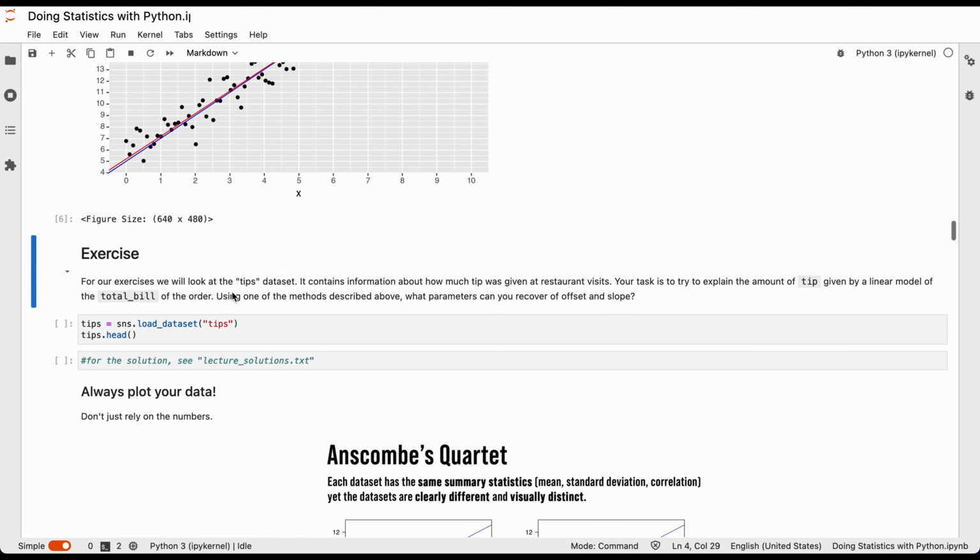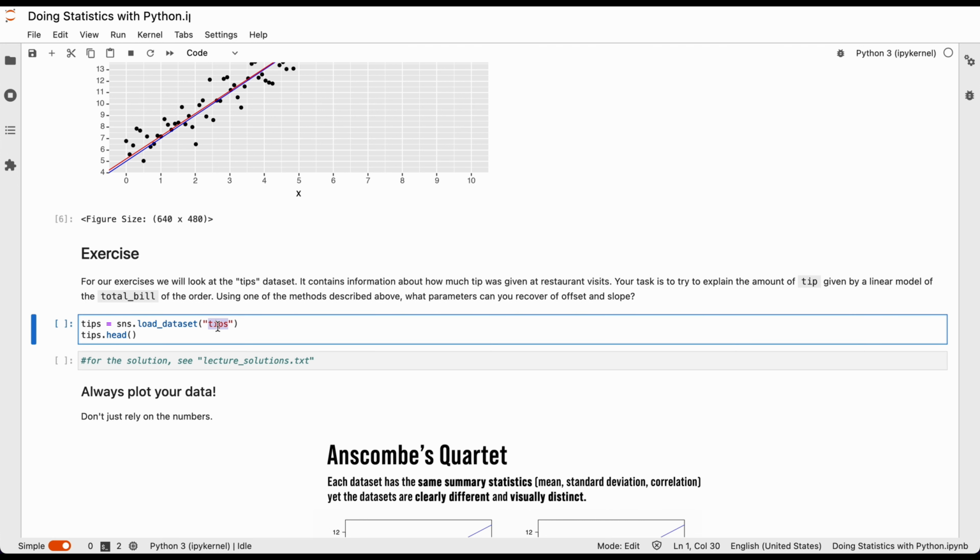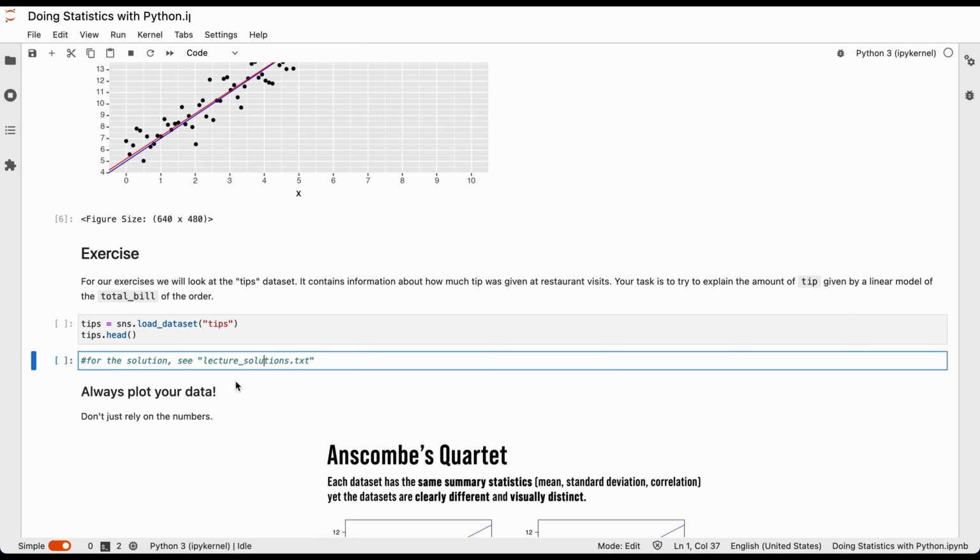Alright, next up there's an exercise for you. In this exercise you can load the tips dataset, and your task is to explain the amount of tip that was given based on the total bill. Once you're done, you can check the solution in this file here.